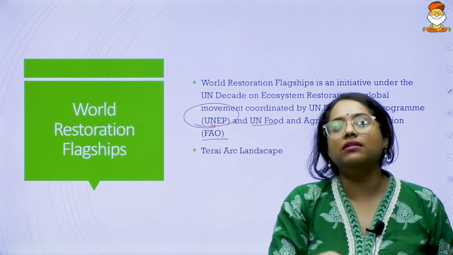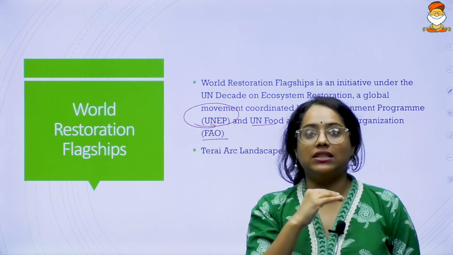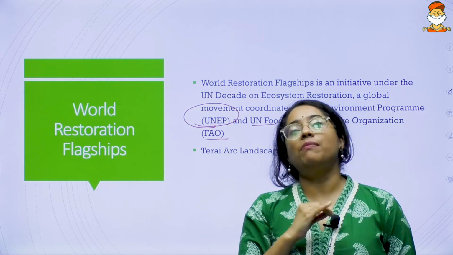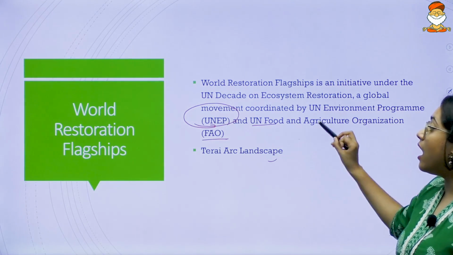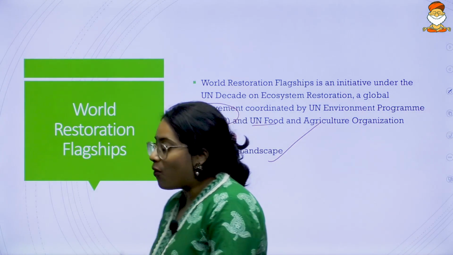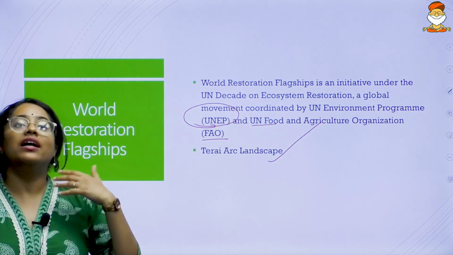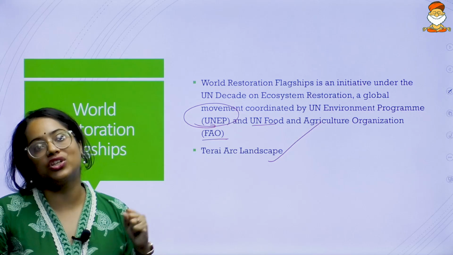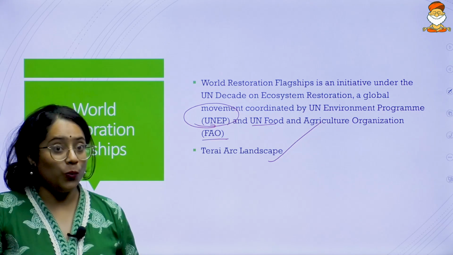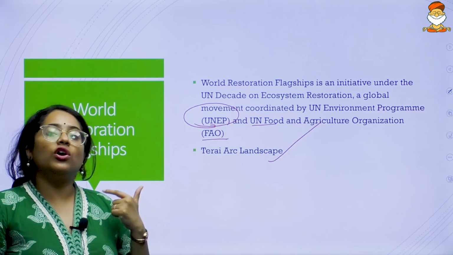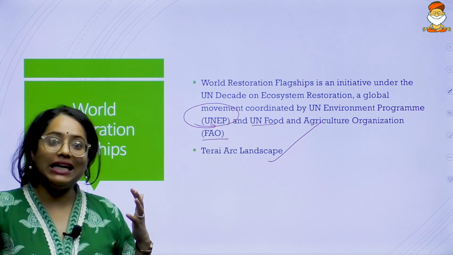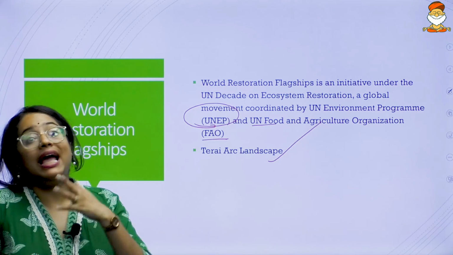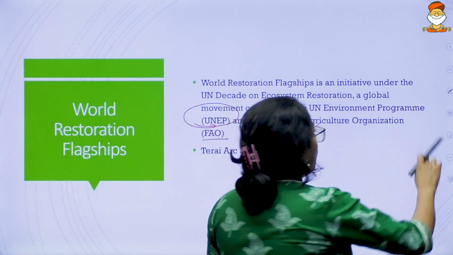So in this manner, they've been looking at different projects that have been doing well in the restoration initiatives, and in this manner, this year, the Terai Arc Landscape Project was mentioned. There have been certain awards given to it for one of the most successful restoration programs that are happening in the world. Okay, so when you look at the global restoration flagships, from the Indian side, you have your Terai Arc Landscape. It's a program run by UNEP and FAO.